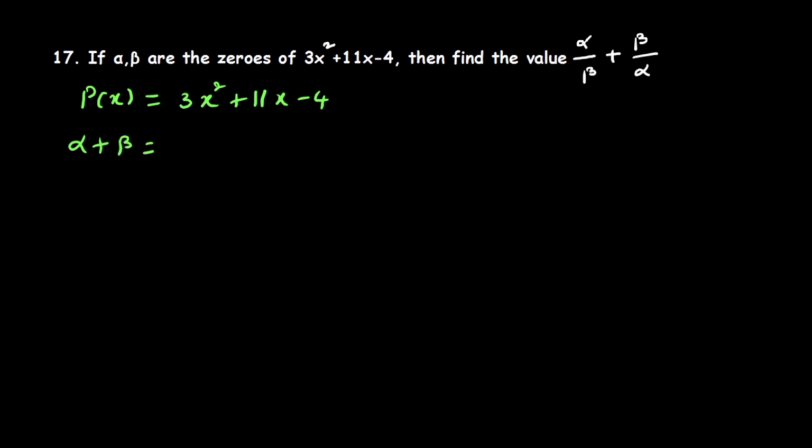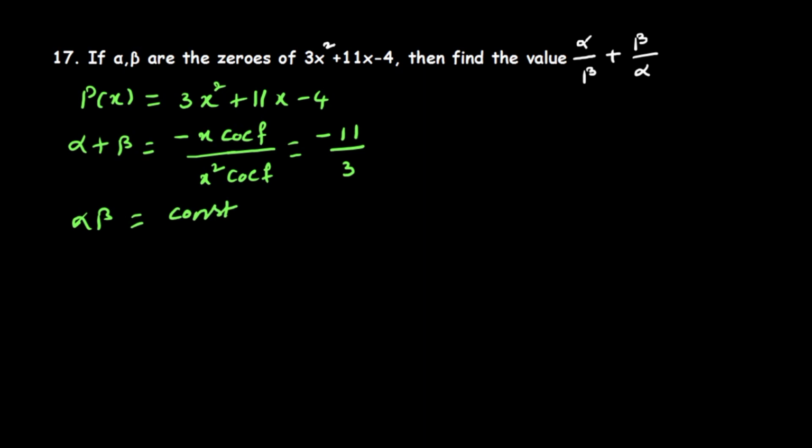Yes, minus b by a, right? That means minus x coefficient by x square coefficient, okay? Minus, what is x coefficient here? 11. And x square coefficient is 3. Minus 11 by 3, okay? Alpha into beta is constant by x square coefficient. So what is the constant? That is minus 4. And x square coefficient is 3. Minus 4 by 3, right?